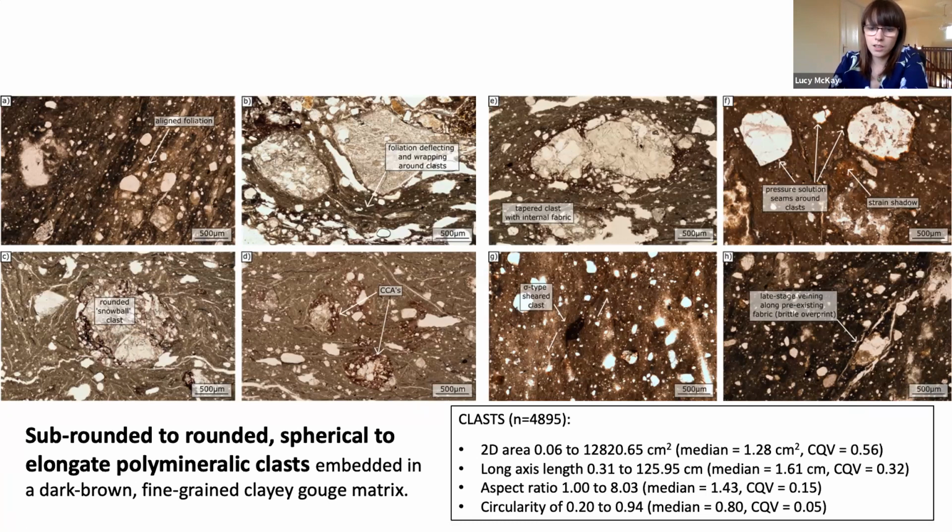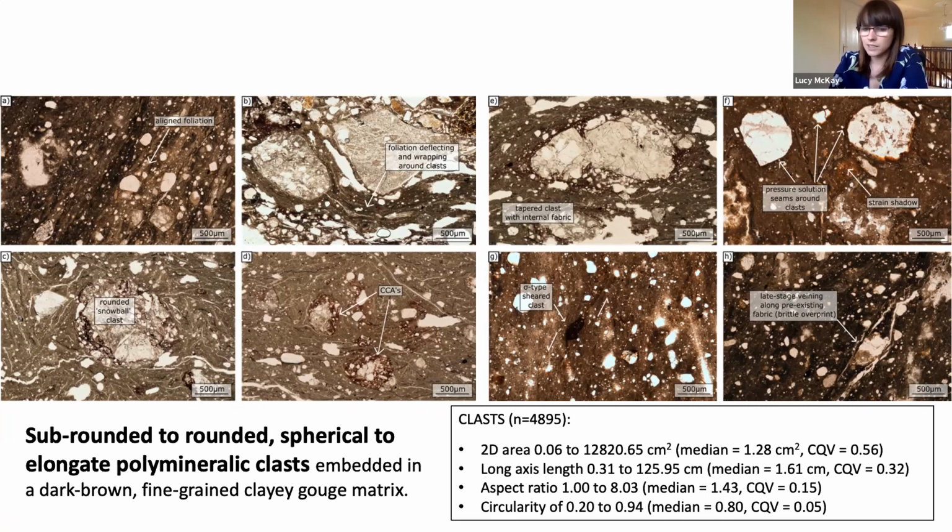But some clasts have rounded edges, as this one on the bottom left shows, whereas some have more tapered, elongate geometries, like the second one in on the top right, which shows that there's been a combination of shearing and chemical alteration. And some clasts also display wings and strain shadows, which again is suggestive of this shearing.